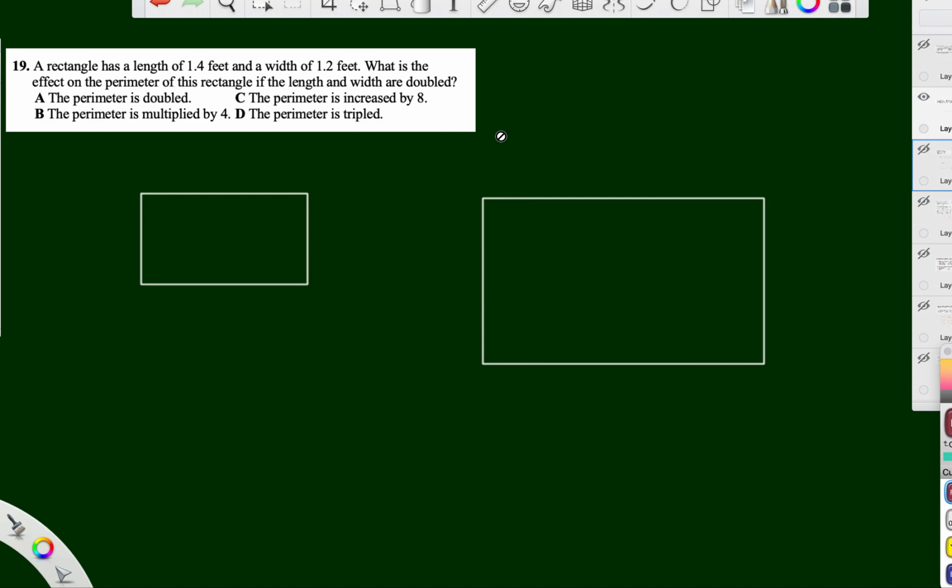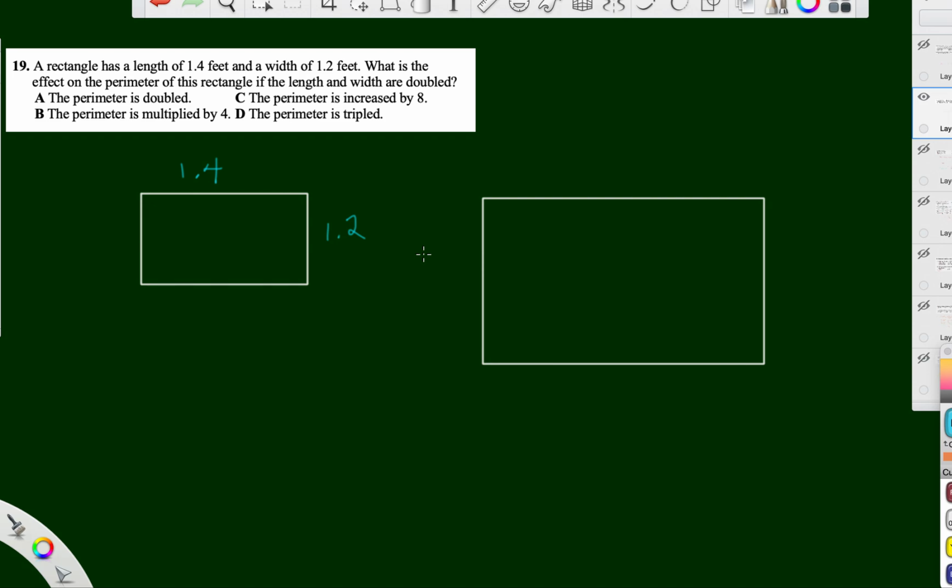All right, rectangle. Oh, I love this one. We love this one in class. This was so super simple. And we didn't even have to use the numbers that they give us. If a rectangle has a length of 1.4, all right, I'll use it, 1.4, and a width of 1.2. What is the effect on the perimeter if the length and width are doubled?